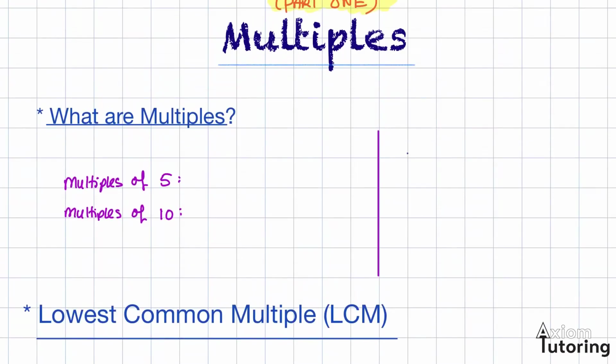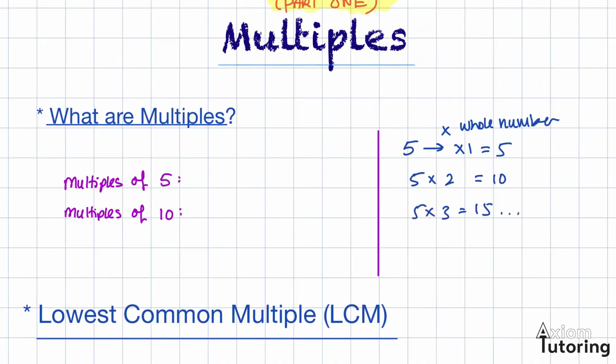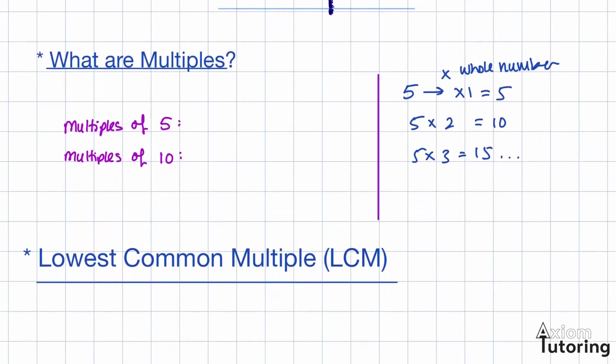The multiples of a number are the numbers you get when you take that number, let's say 5, and multiply it by whole numbers. So you could multiply 5 by 1, you get 5, 5 by 2, you get 10, 5 by 3, get 15, and so on. And we call this the times table of 5, or the multiples of 5.